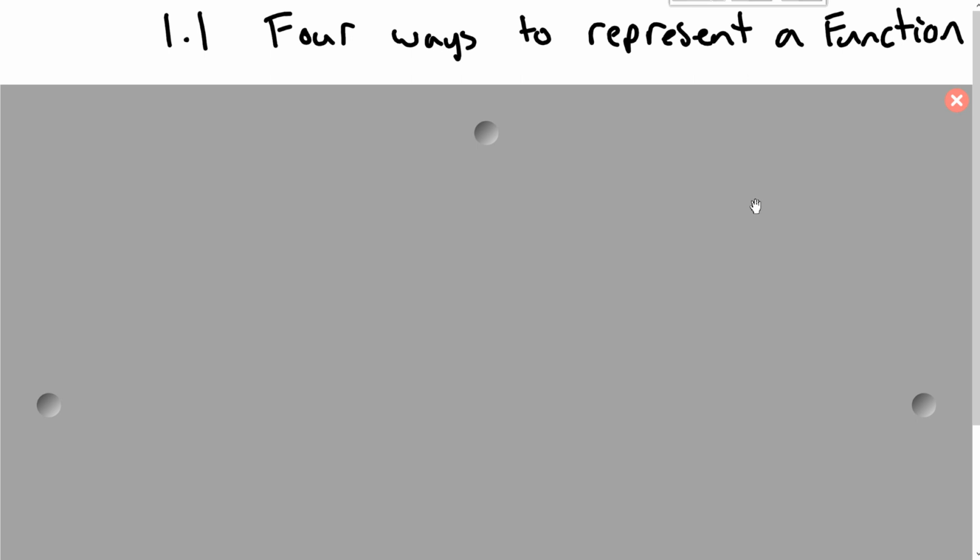First section of Chapter 1. So, four ways to represent a function. We'll kind of go through these.